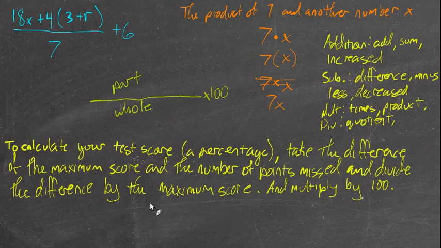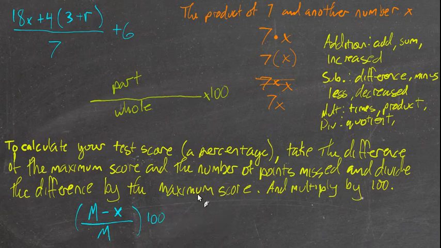So take the total score possible. So maybe the maximum score we could call M. Okay. So take the difference of the maximum score and the number of points missed. So maximum score minus, say, the number you got wrong. Okay, so that's the difference that they're asking for. Take that difference, divide the difference by the maximum score. So we're going to divide this difference by the maximum score, okay, and multiply by 100. So we're going to multiply that by 100.